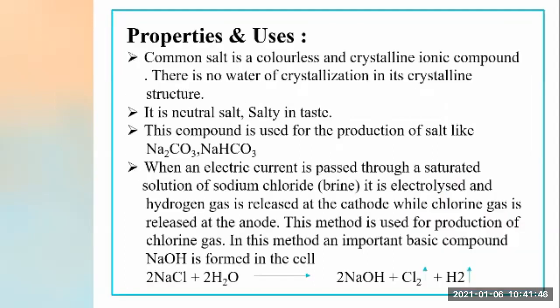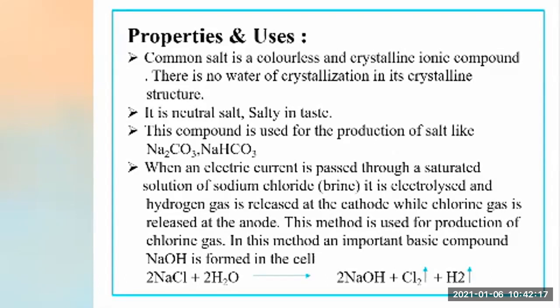Okay. Now, properties and uses. What are the properties and uses of this common salt? Common salt is a colorless, crystalline, ionic compound. Now see, we all know that common salt is colorless and it is a crystalline ionic compound. Crystalline ionic compound means what? When we feel it in our hand, we feel like some crystal structure, right? So hence it is termed as crystalline ionic structure.